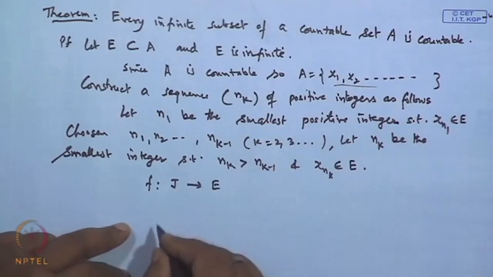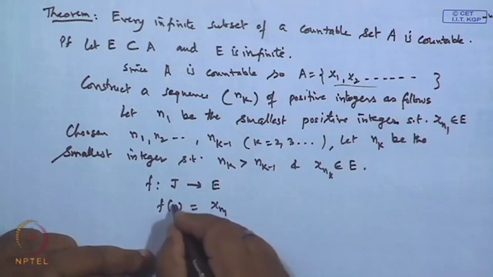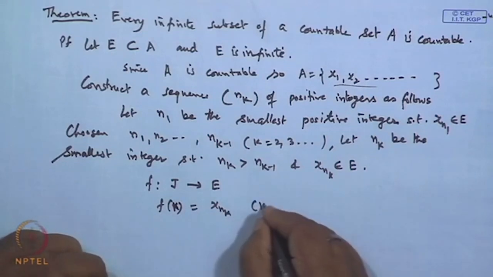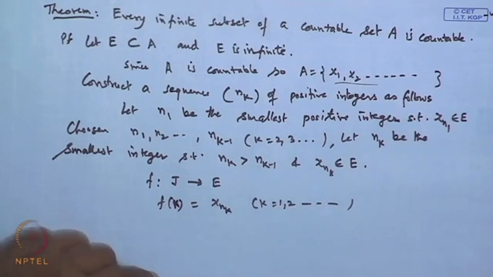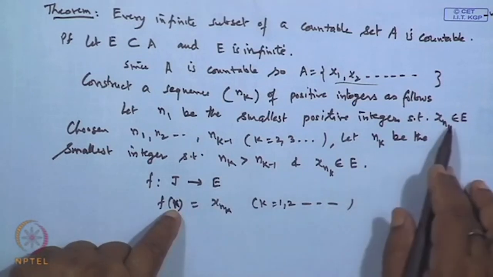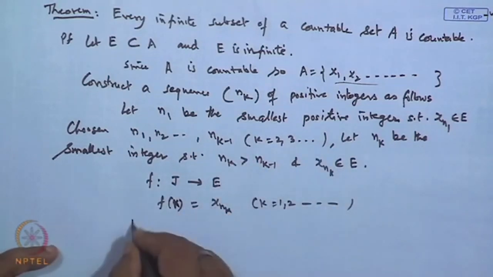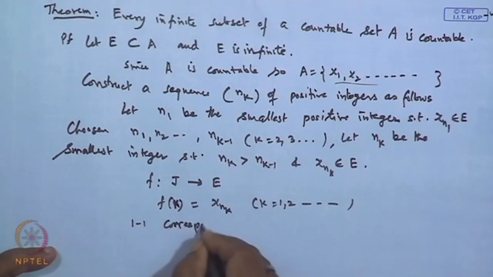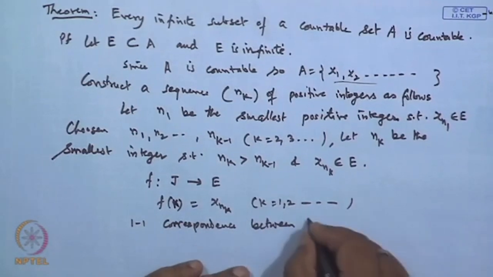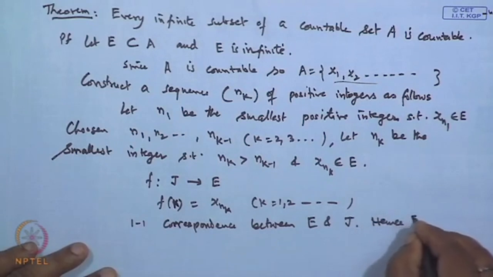So, if we take f of n as x of n k, where k is 1, 2, 3 and so on. Then what we see here is that there is a 1 to 1 correspondence between J and E, because for k is 1, x n1 is in E, k is 2, x n2 is in E, x nk is in E and like this. So, this is a 1 to 1 correspondence between E and J. Hence, E is countable.